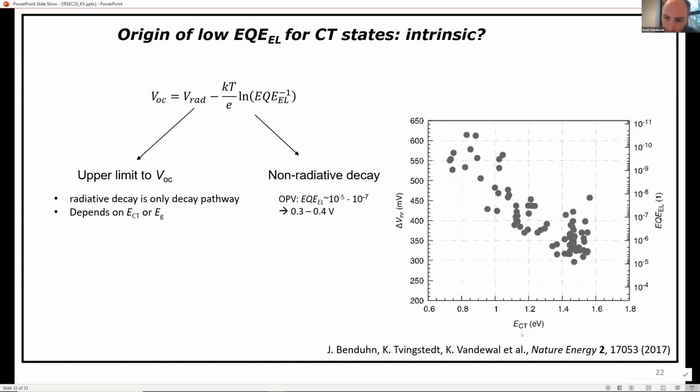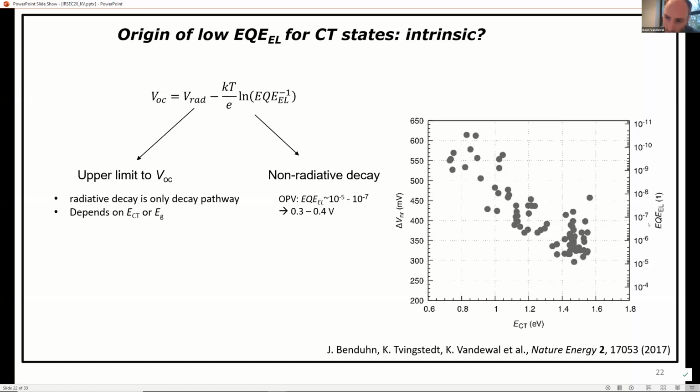So to figure this out, we plot here again the energy of the CT state on the x-axis, and we plot the non-radiative voltage losses we found for, again, 100 donor-acceptor combinations. We plot the loss part as a function of the CT state energy. And then you see, the lower the gap, the lower the CT state energy, the more non-radiative losses we have. There's a lot of scatter on the data, but there's a clear trend uphill.